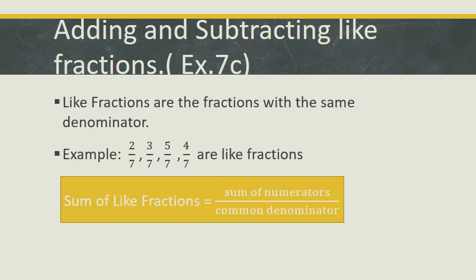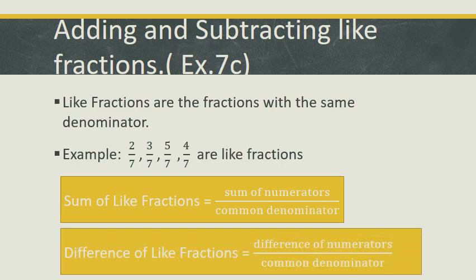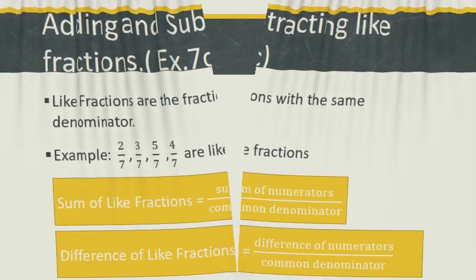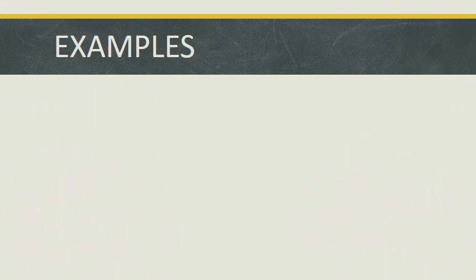Sum of like fractions is equal to sum of numerators upon common denominator. Difference of like fractions is equal to difference of numerators upon common denominator. Children, this will be more clear to you when you go through the examples. So, let's see the examples.